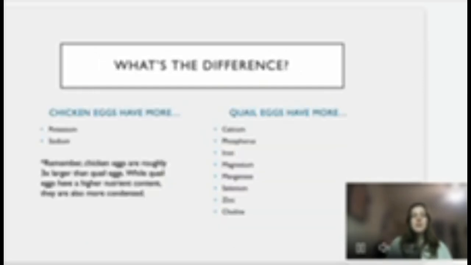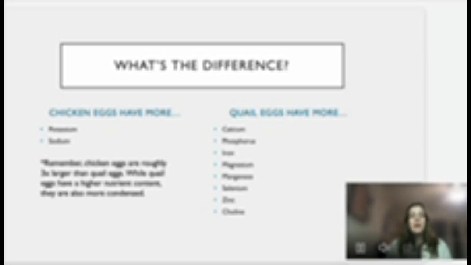So, what is the difference between the nutrient composition between chicken eggs and quail eggs? Chicken eggs have more potassium and sodium compared to quail eggs. Quail eggs have more calcium, iron, magnesium, manganese, selenium, zinc, and choline.